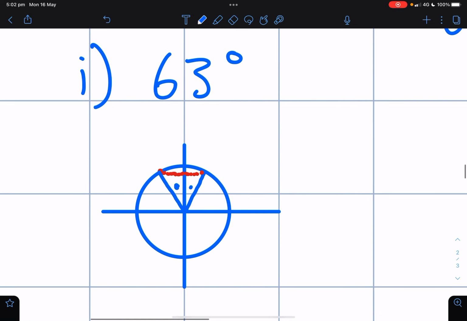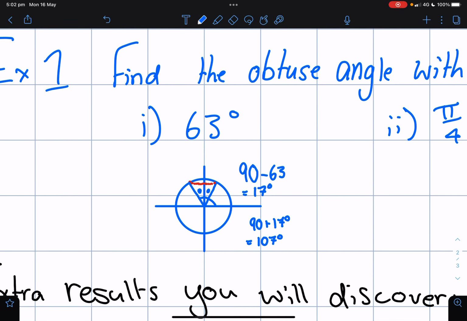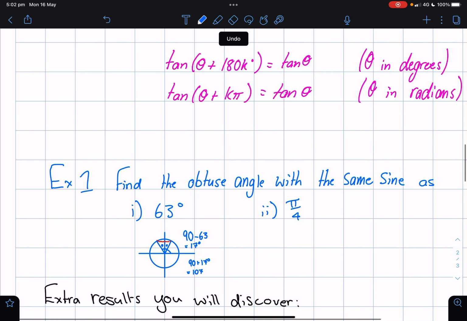And if you know this angle in here, we can add it to 90 degrees to find the whole angle. So this angle in here is actually, in fact, 90 take away 63, okay, which is 17 degrees. Now, if that's 17 degrees, this one here, then this one here is also 17 degrees. And that means our whole obtuse angle, okay, is 90 plus 17 degrees, which is 107 degrees. Okay, so 63 degrees and 107 degrees actually have the same sine value, okay?